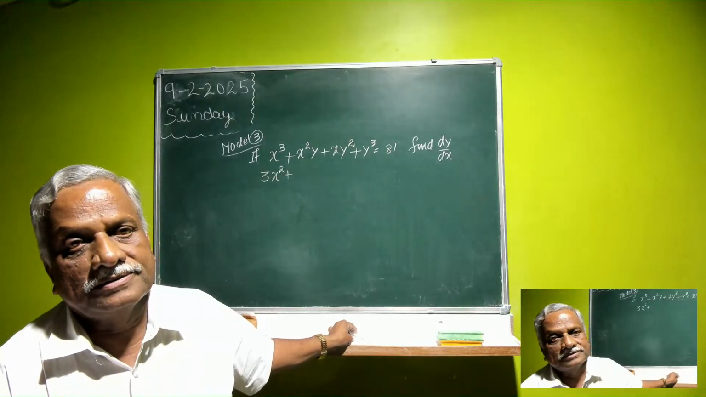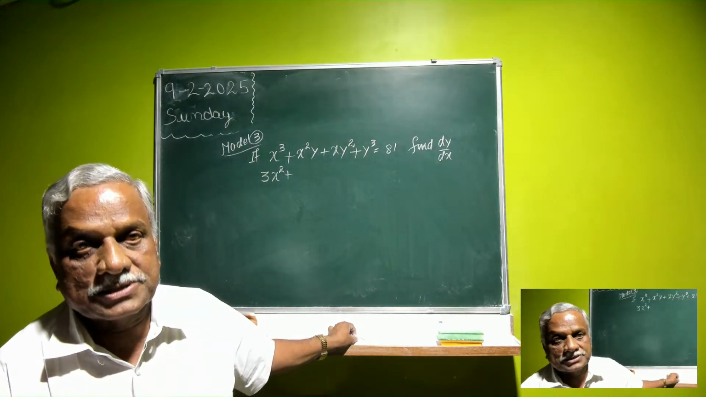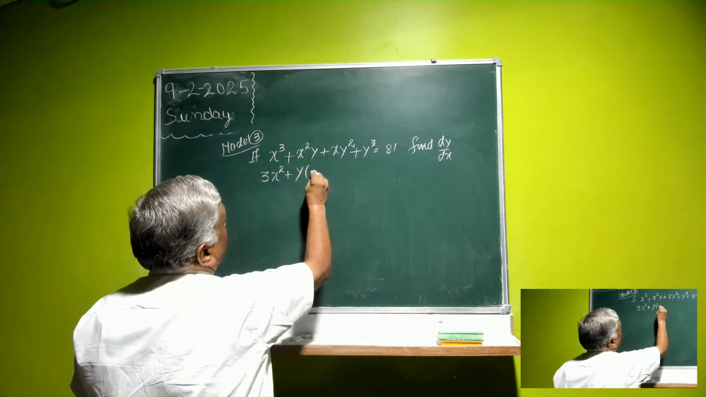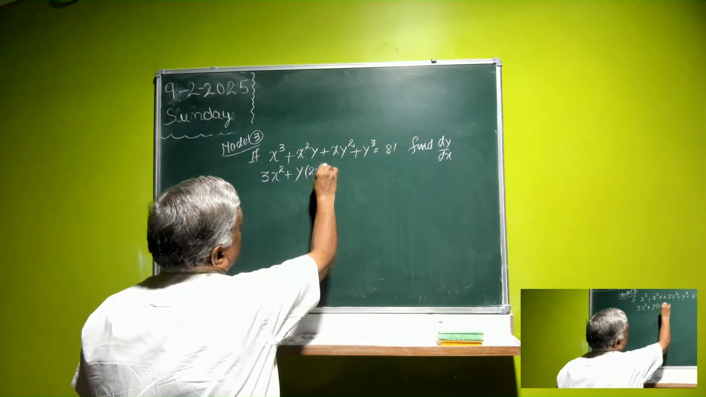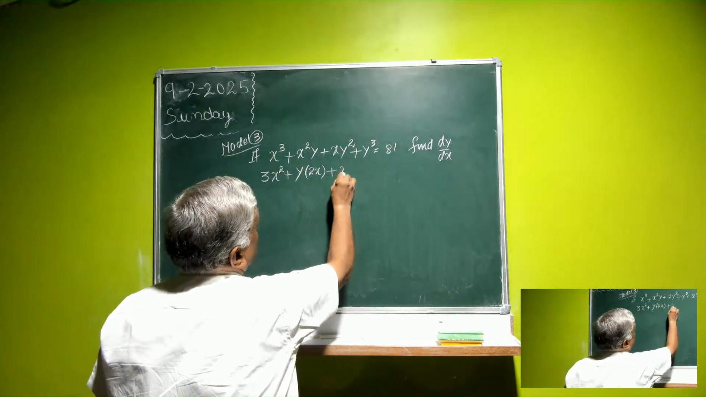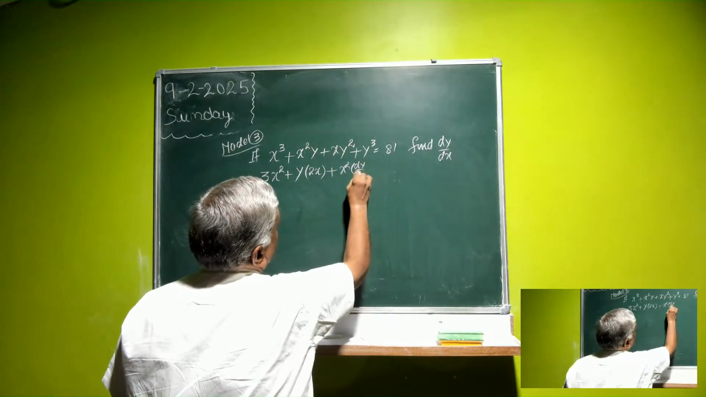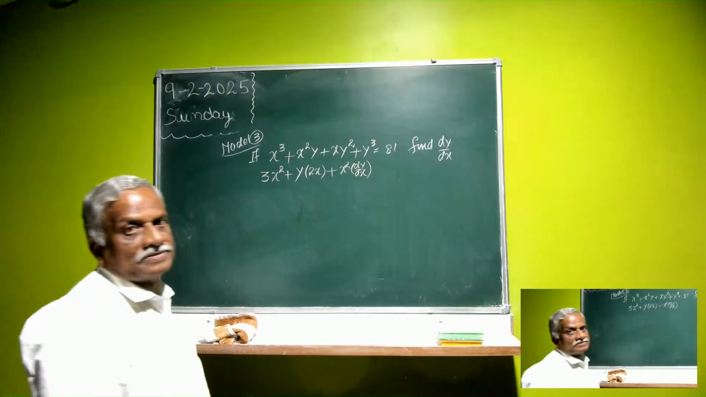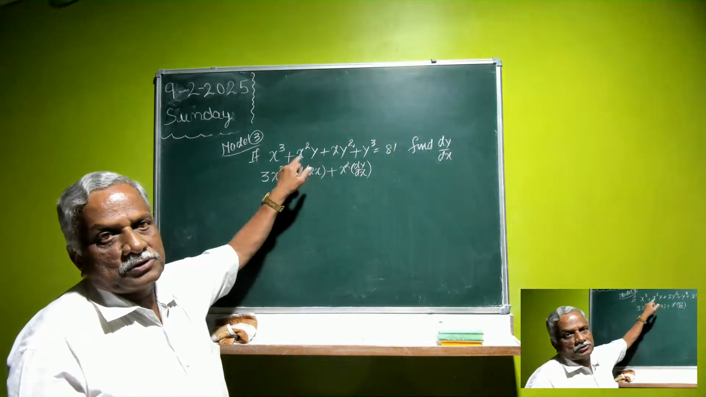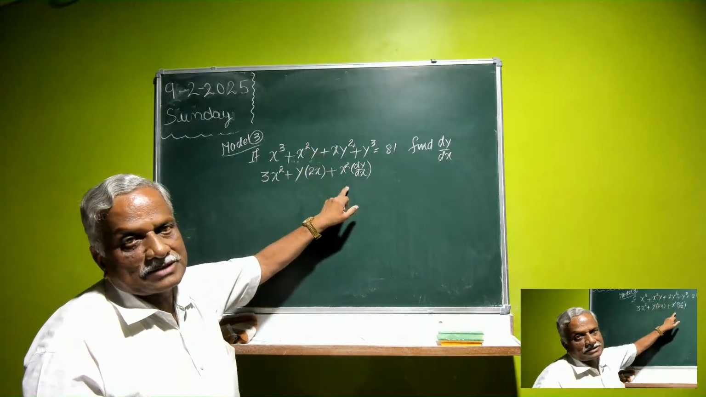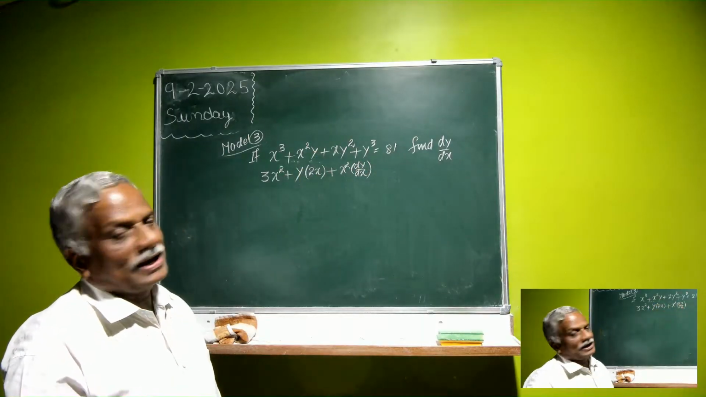It's a product. When it's a product, use the product rule. So take x cube... sorry, take y times the derivative of x square, you get 2x. Then take x square times the derivative of y, you get dy by dx. So I have to use the product rule. I keep y fixed, differentiate x square. I keep x fixed and differentiate y.